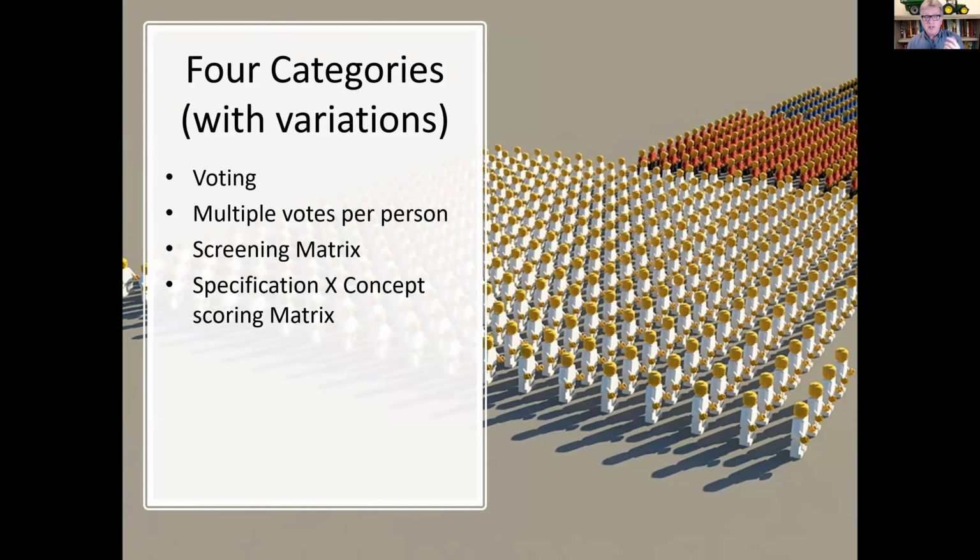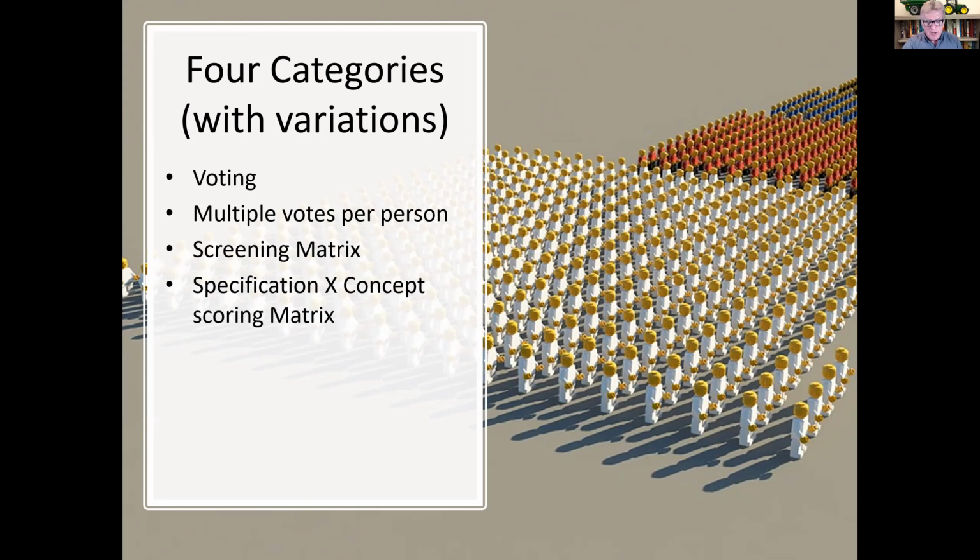So in this lecture, we're going to talk about 4 methods, or 4 categories, for selecting from among different design approaches. And these are, number 1, voting. Number 2 is also voting, but instead of one person having 1 vote, we give each person multiple votes. I'll explain these in a minute. Another one is something called a screening matrix, and yet another one is a specification times concept times scoring matrix, also referred to as the Pugh method, P-U-G-H. Not like Pew the smell, but Pugh.